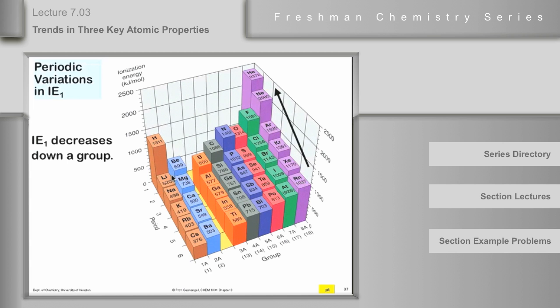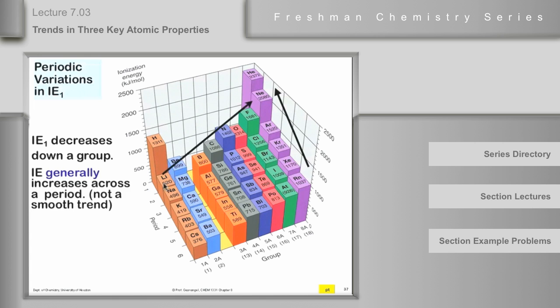And I hate to tell you how many students come up to me after the final exam and say, I missed this question on IE1 because I just used the trend that it goes across here like that. But notice, lithium goes up to beryllium, down to boron, up to carbon, up to nitrogen, down to oxygen, up to fluorine, up to neon. This is not a smooth trend.